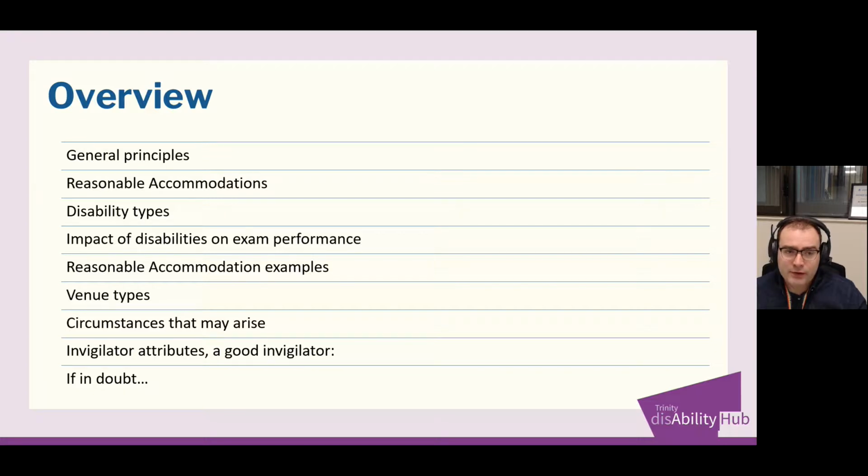In terms of an overview of today's session, we will begin by offering some general principles, explain reasonable accommodations, mention disability types, discuss the impact of disability on examination performance, reasonable accommodation examples, give an overview of some venue types, give you an indication of some circumstances that may arise, and give you some attributes of a good invigilator and what you should do if in doubt during an examination, how best to support and empower students to achieve success.